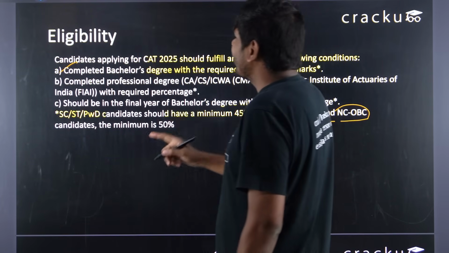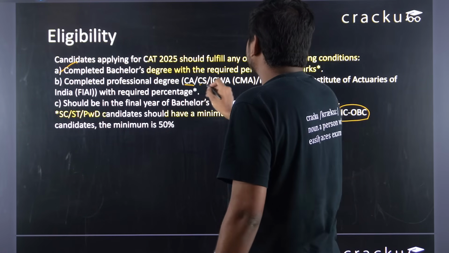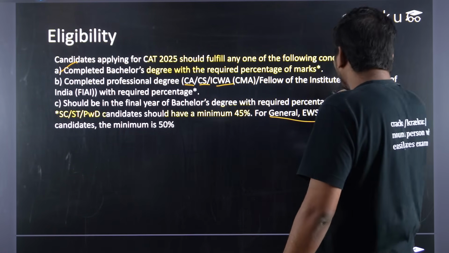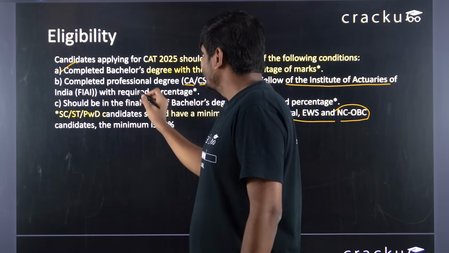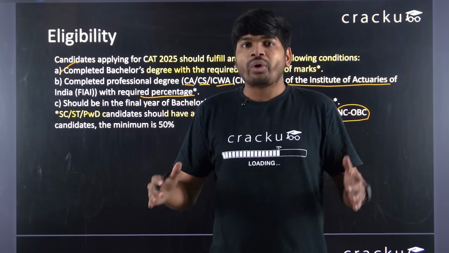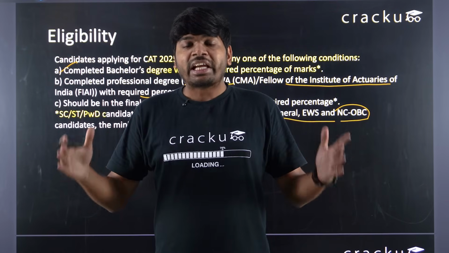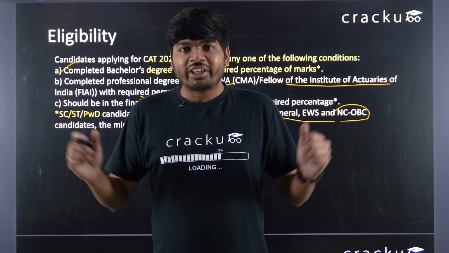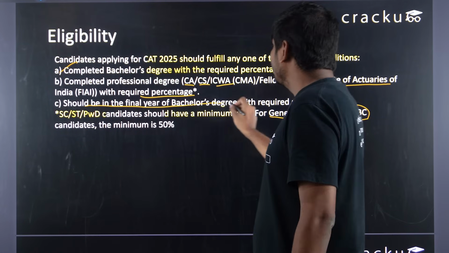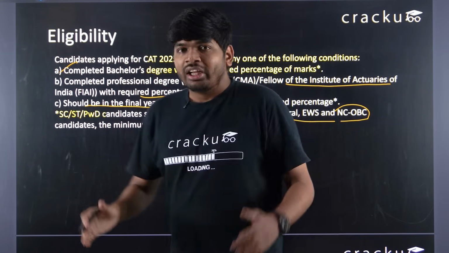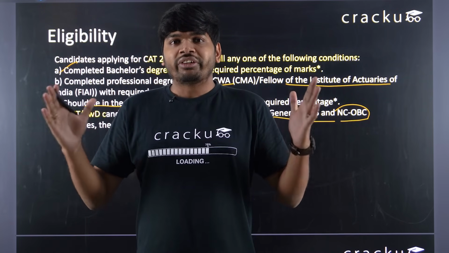Or you have completed a professional degree, CA, CS, ICWA, or are a fellow of the Institute of Actuaries of India with the required percentage. So if you have done a professional degree, then also you are eligible for CAT 2025. Or you are in the final year of your bachelor's degree. If you are in your final year, then also you are eligible for CAT 2025.